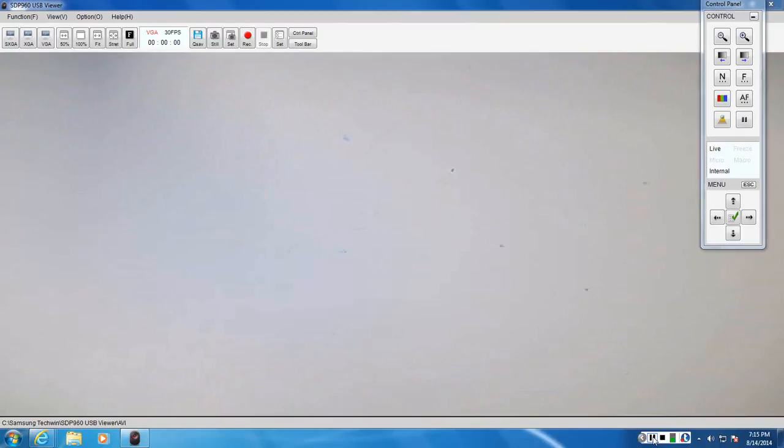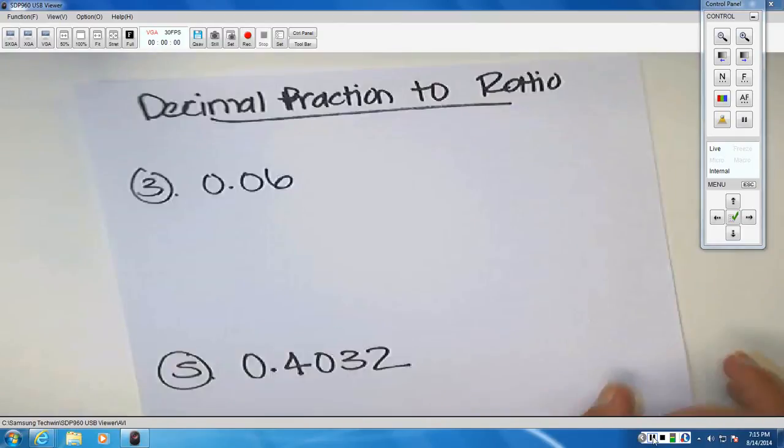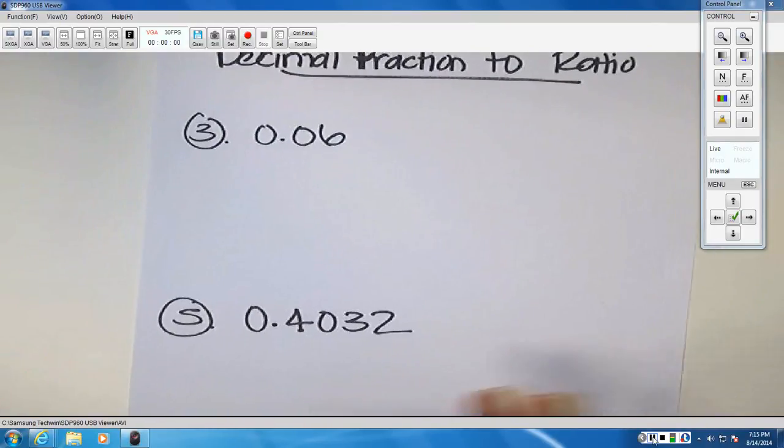As always, we have to play a little bit more. So with this one, number 3, we have 0.06, or we have 6/100ths.